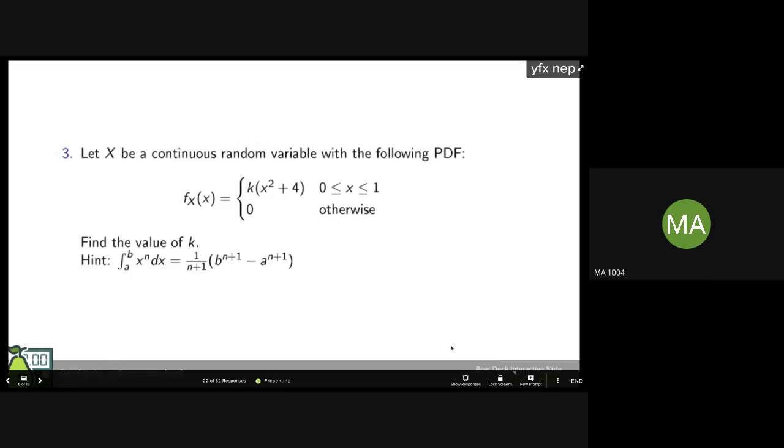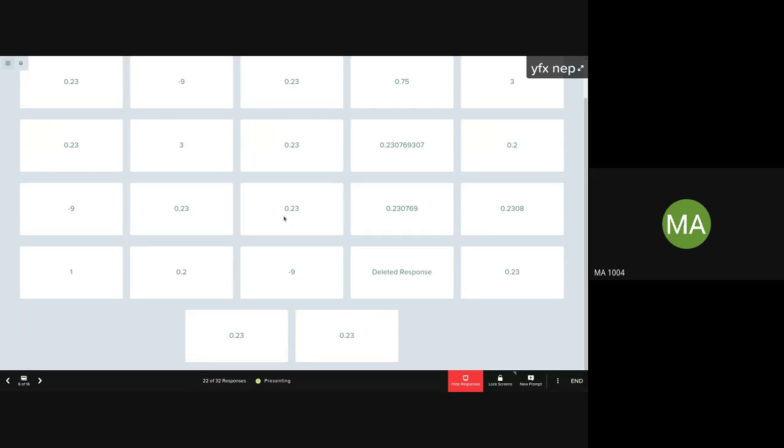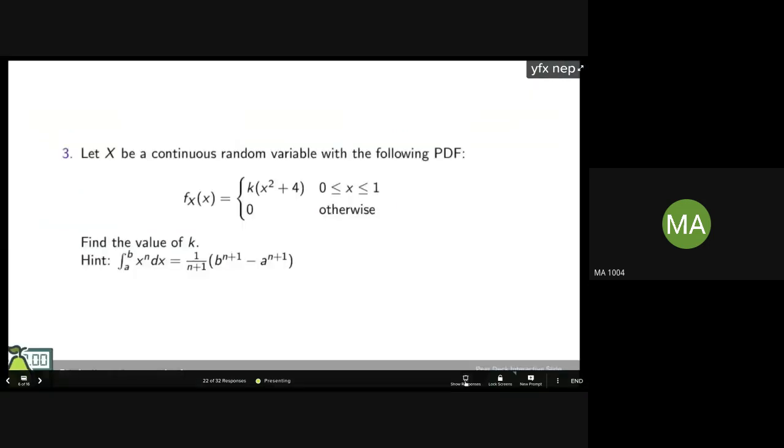Okay. So I think I got like 22 responses, and yeah, still they are all over the place. I'm seeing the common value is 0.23. Okay, let's see. We'll see the solution now, right? Okay.